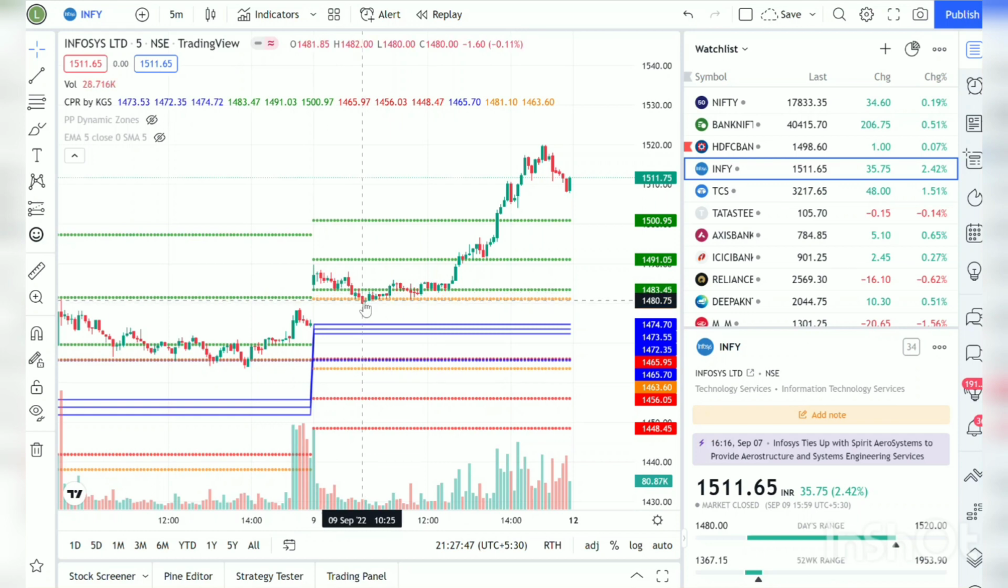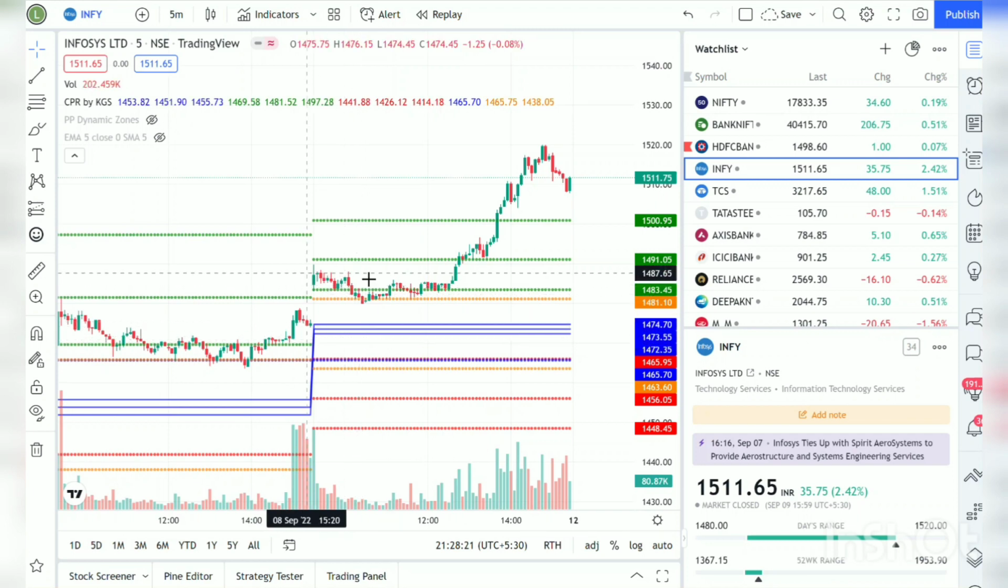So how do I generally take a trade depending on this? If the stock is opening above resistance 1 or near about resistance 1, then this CPR indicator gives me the stop loss. I take this central pivot as a stop loss, which is 1473 for intraday, or 1475 we can say. That will be my stop loss for that particular day. As it is opening above yesterday's high and first resistance, I am keeping my stop loss around this area. That is how I use it.